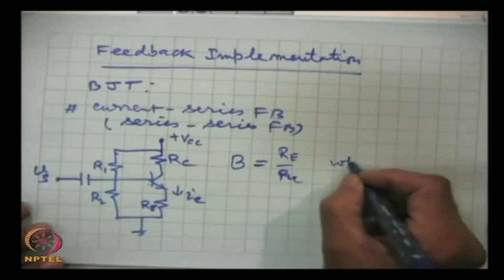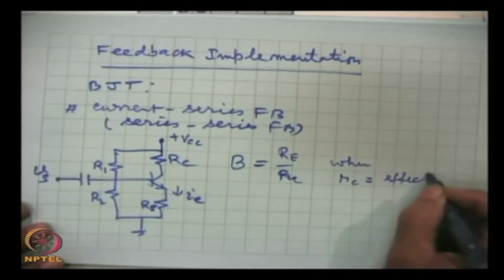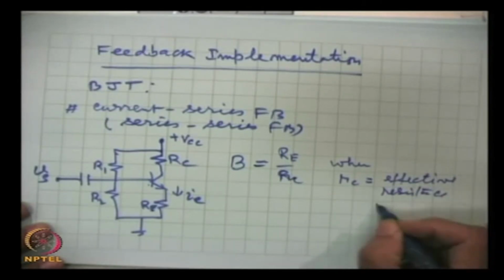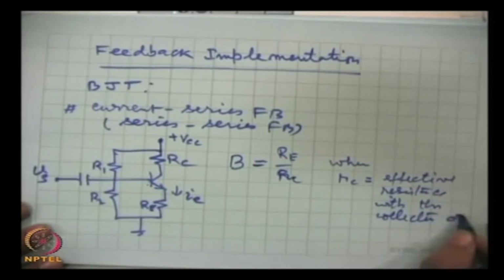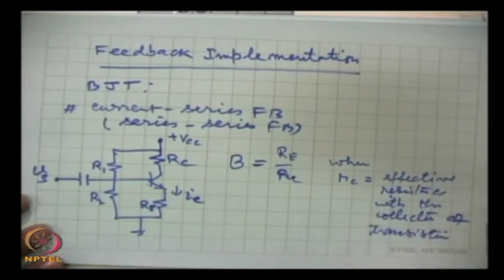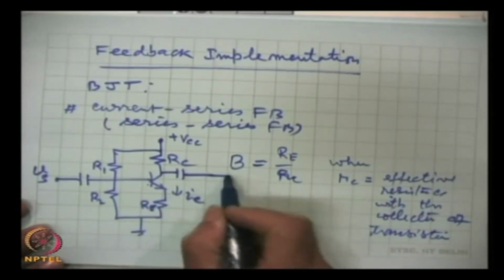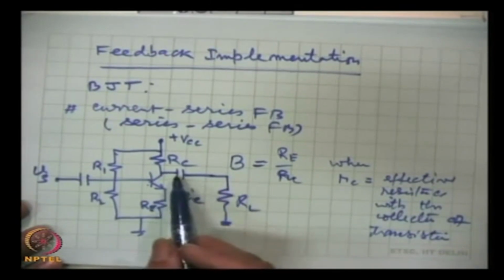where RC is the effective resistance with the collector of the transistor. What we mean by effective? Actually, this is the circuit to which we will couple a load resistance with a capacitor.